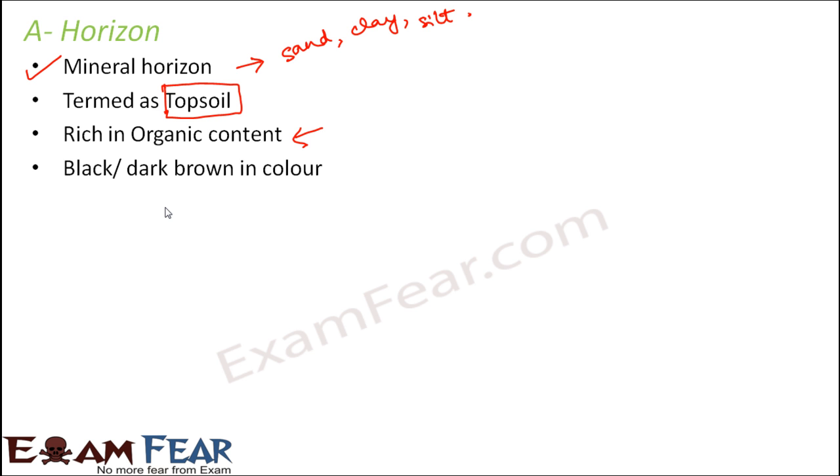This layer is predominantly the surface layer of many soils, especially in agricultural land. So in agricultural land, where you do not have a lot of leaf litter, the A horizon is the topmost layer or the surface layer.